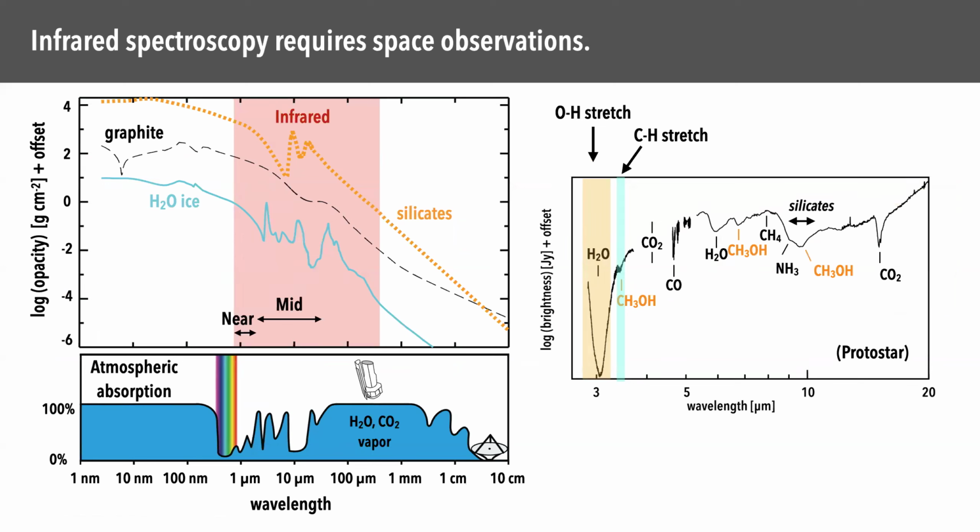and that's a little complicated. This is a plot that shows different materials, silicates in orange, graphite in black, and water ice in blue, plotted against wavelength. On the bottom part of the plot, you can see the regions of this wavelength space where Earth's atmosphere absorbs a lot of radiation from space. So basically, this is atmospheric absorption.